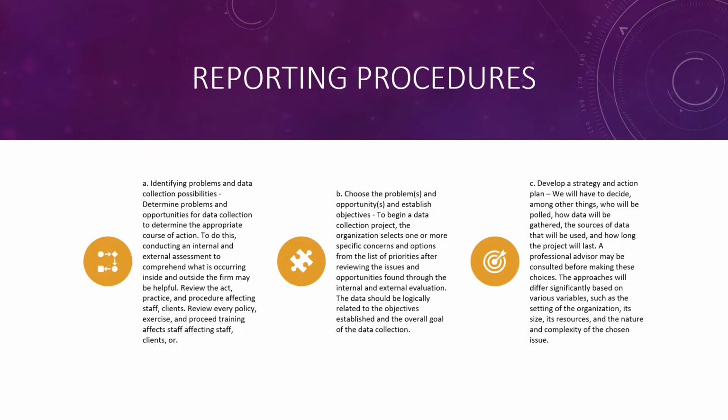So the first step in our research procedures would be identifying the problems and data collection possibilities, determining the problem and opportunity for data collection. Choose the problem and opportunity and establish objectives to begin a data collection project. The third one would be to develop a strategy and action plan. And we want to decide on which way we want to evaluate and gather our information.